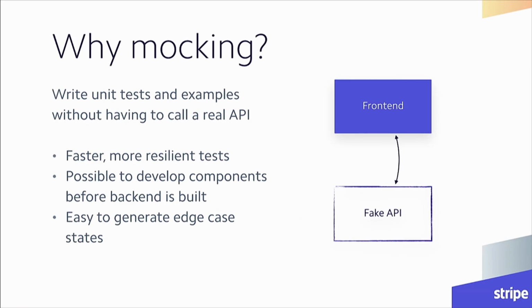So why would you mock stuff? It seems obvious why we'd mock, but it's really good to take a step back and really think about it. When you mock stuff, you have faster, more resilient tests. You don't have to wait on an API. You have immediate test results. You can avoid the waterfall flow by being able to develop your front-end components before the backend's even built when you mock stuff. And it's really easy to generate edge case states.